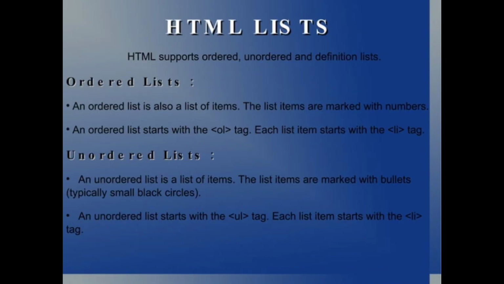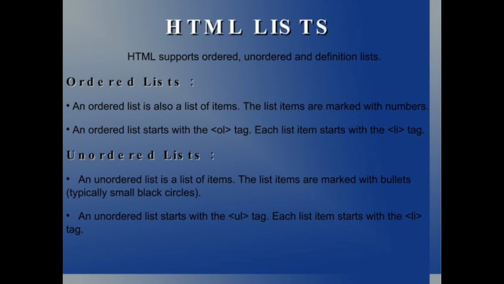What are the HTML lists? HTML supports three kinds: ordered, unordered, and definition lists. What is meant by an ordered list? An ordered list is a list of items, and the list of items is marked with numbers. This is the ordered list.